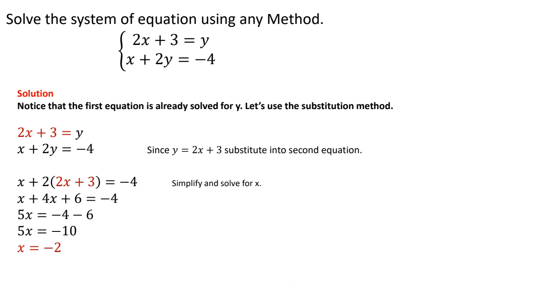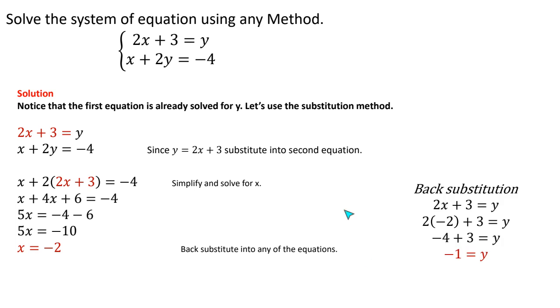So to find the y, we back substitute. So you can choose any of the two equations. So I'm going to go ahead and pick the first one. So I have 2x plus 3 is equal to y. So anywhere I see an x, I'm going to replace it with negative 2. So 2 times negative 2 plus 3 is equal to y. So negative 2 times 2 is negative 4 plus 3 is equal to y. So y is equal to negative 1. So my solution is negative 2 and negative 1.